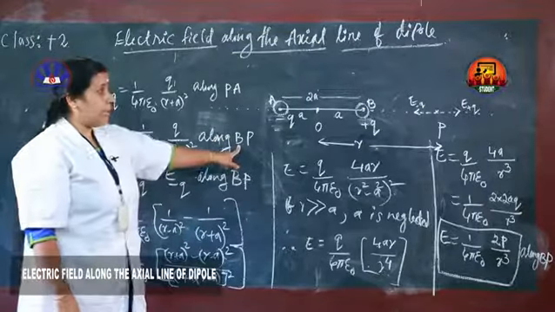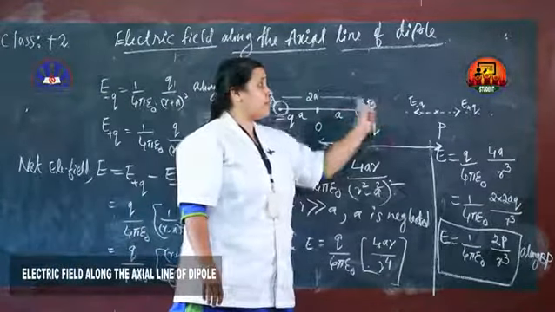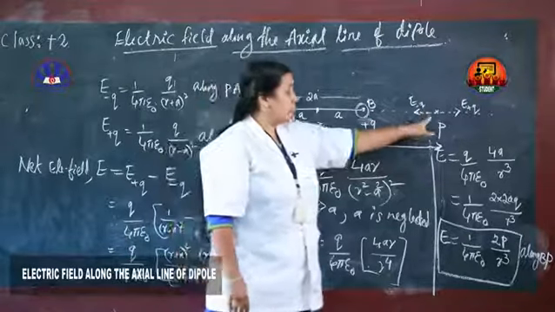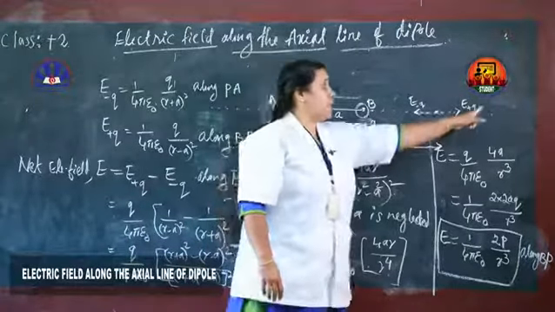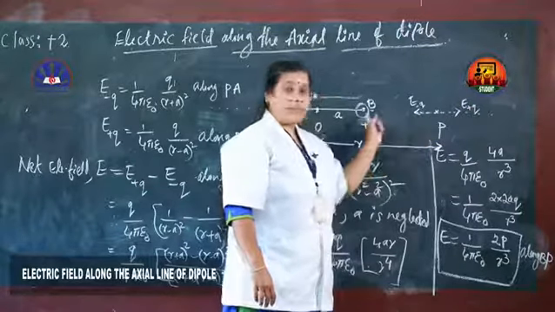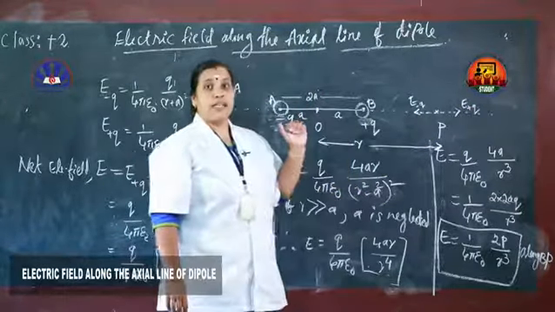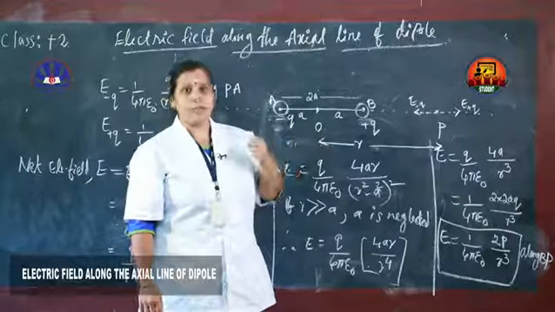Now what does BP indicate? The direction BP means the outward direction. So at the point P, just look at the directions of the electric field. E plus Q is in the outward direction and E minus Q is in the inward direction. That means both the fields are in the opposite direction.